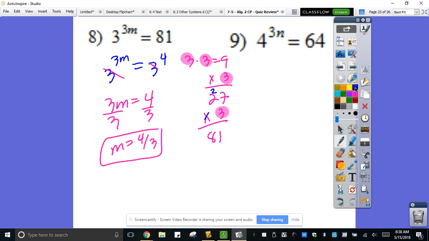Same thing with this. I need to come up with a plan to make their base the same. 4 times 4 is 16. Times 4 again will give me 64. So how many 4s is that? That will give me 4 cubed. And this is 4 to the 3n. Now they have the same base. Eliminate, eliminate. 3n equals 3, divided by 3. n is equal to 1.